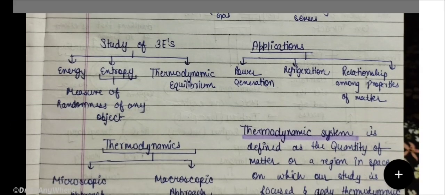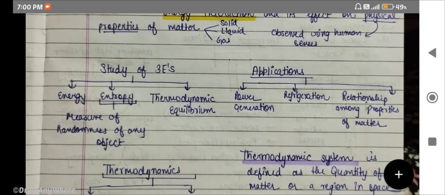Now in this topic we will study the 3 E's, meaning energy, entropy and equilibrium. We have done energy, the capacity to do work. Entropy means a measure of randomness of any object. We will study it in the further topics. Next is thermodynamic equilibrium, right? Next is application. Power generation is an application, as are refrigeration and the relationship between properties of matter.